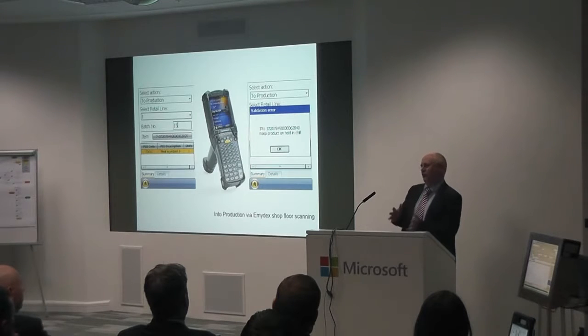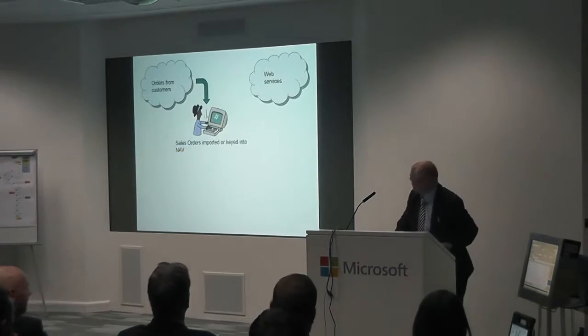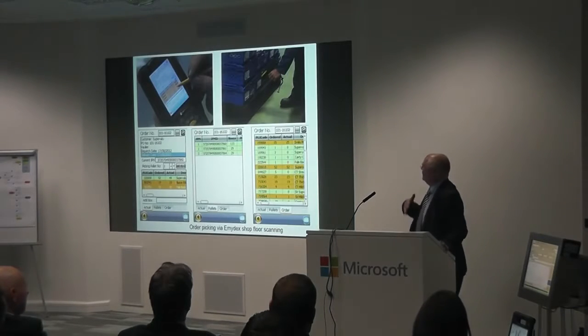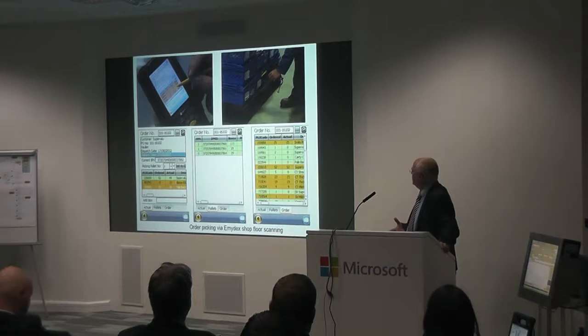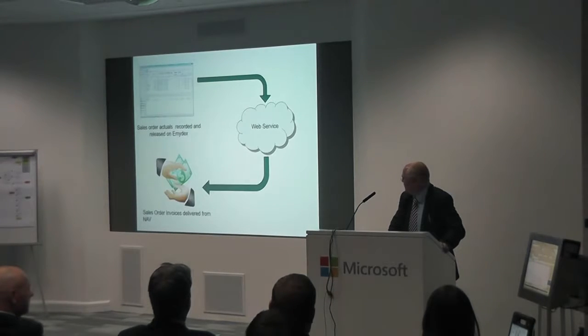The sales processes are almost identical to the purchase order processes, where we're entering the sales order into NAV, down onto the handheld scanners, scanning them back. Basically what happens is the orders go into NAV, either imported or keyed in, via web services into Emydex. They're then available on the handheld scanners on Emydex to select the order, scan the order, and then release it back into NAV for processing.